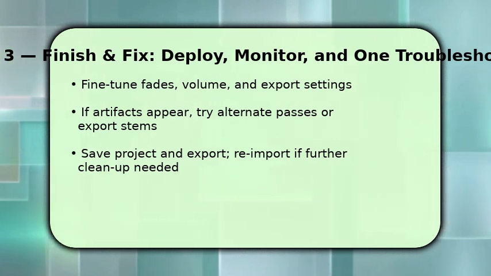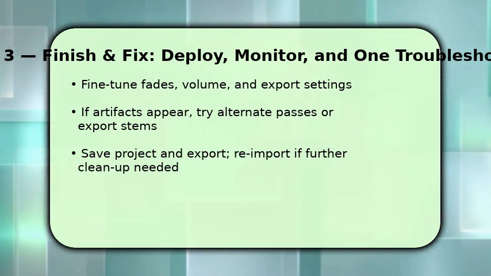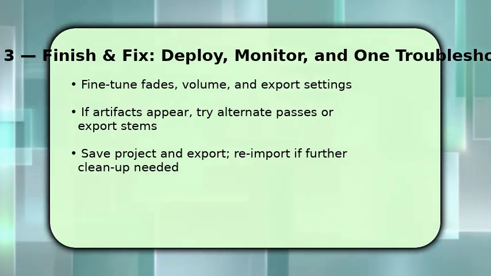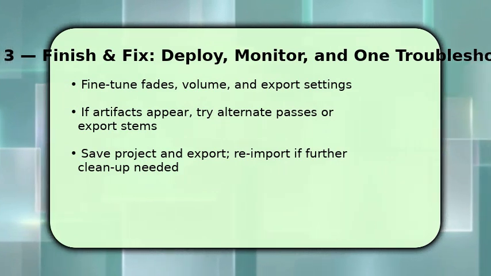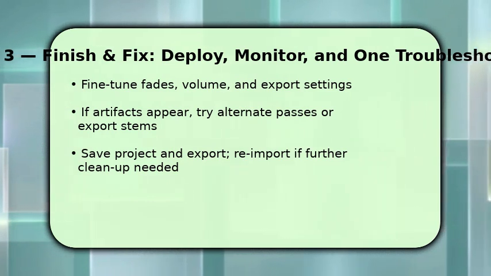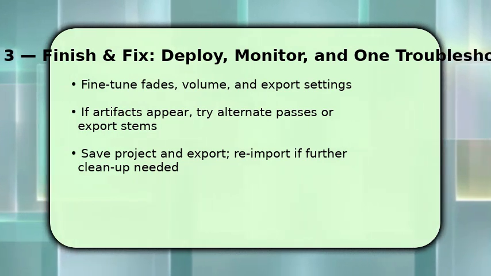Export a quick test file to check how removal behaves on different devices. Sometimes artifacts appear only after export. If you hear warbling or loss of ambience, undo the strongest pass and run 2 gentler passes instead, or export stems and process in an external audio editor. Save a copy of the original project so you can retry different settings later.